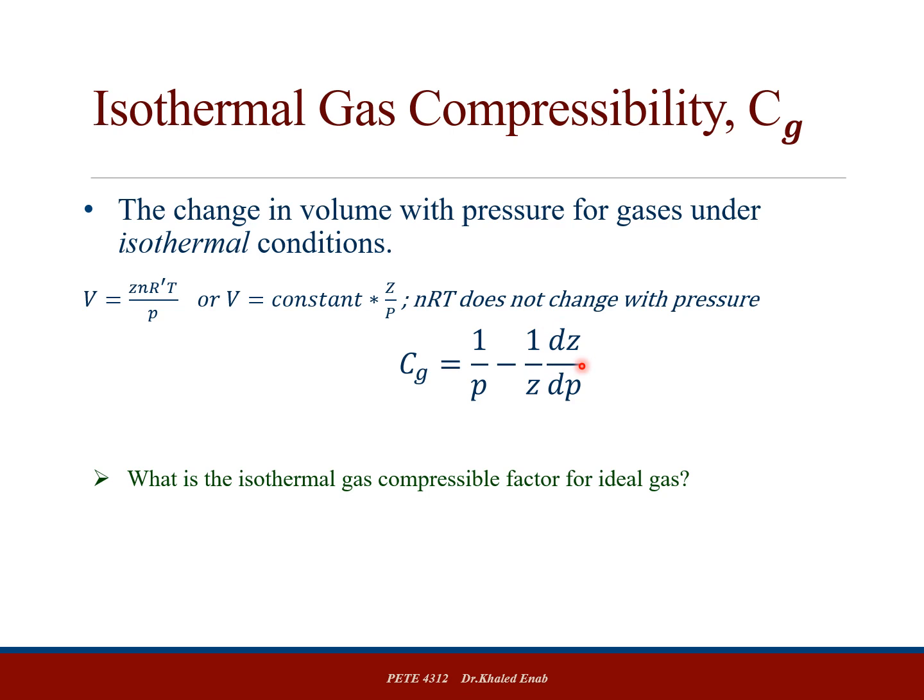Because Z is directly related to the pressure, because we measure Z by getting the reduced pressure and the reduced temperature. Reduced pressure equals the pressure divided by the critical pressure. So if the pressure changes, Z, the deviation factor, the compressibility factor, also changes. So we need to use this to update for the compressibility.